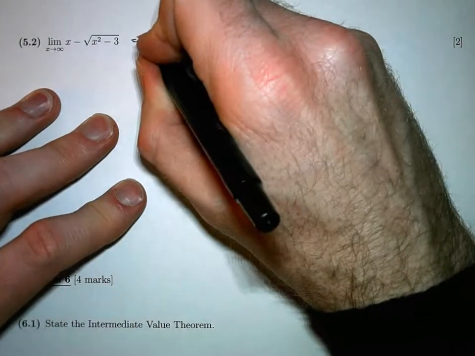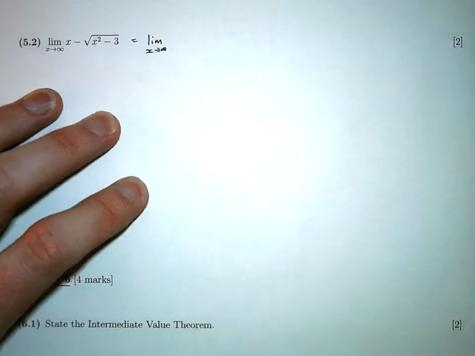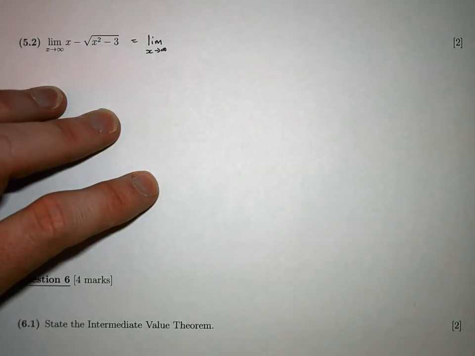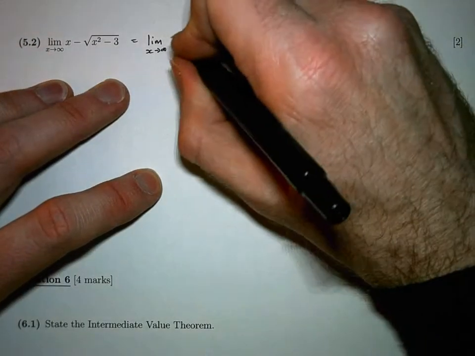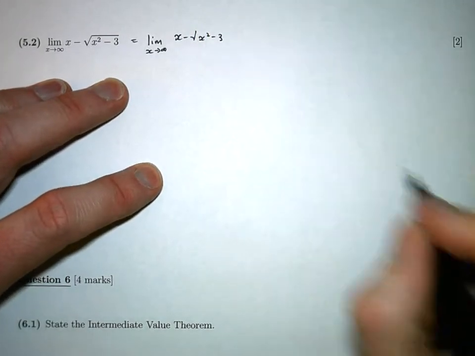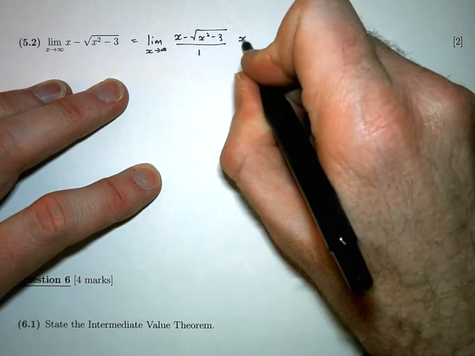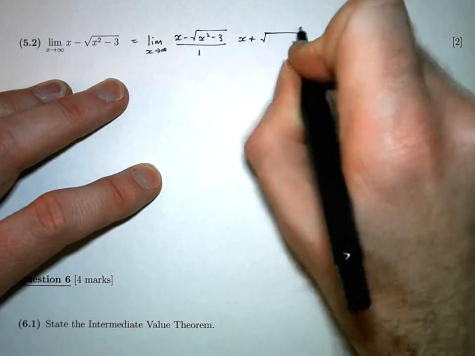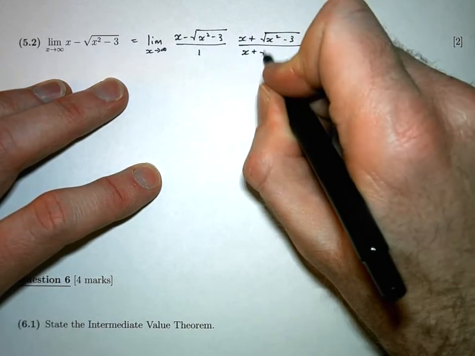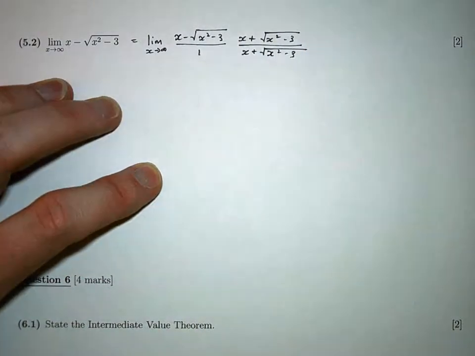We've got a very useful trick to deal with this. We simply multiply by 1, but we multiply by a very special version of 1. We multiply by the conjugate divided by the conjugate. So this is equal to x minus the square root of x squared minus 3 all over 1, multiplied by x plus the square root of x squared minus 3 over x plus the square root of x squared minus 3. So we're just multiplying by 1 over here.